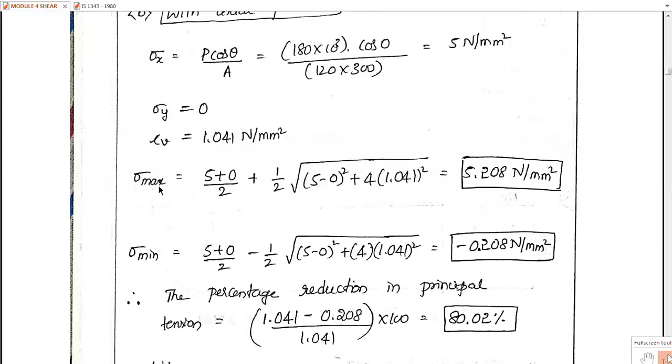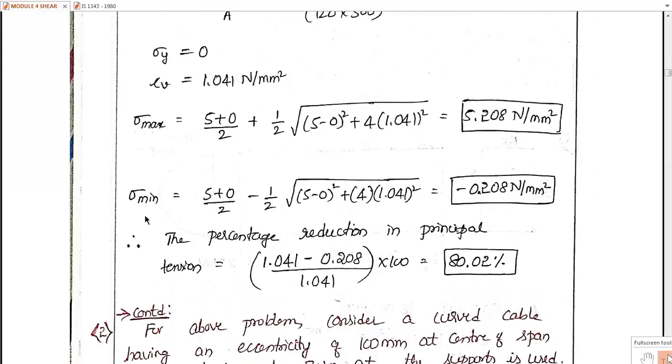Now we need to calculate the sigma max and sigma minimum. Sigma max, we have the same formula, sigma x plus sigma y by 2 plus half into under root sigma x minus sigma y whole square plus 4 into tau v square. On simplification, we get sigma max, that is major principal stress, as 5.208 Newton per mm square. In the same way, sigma minimum as minus 0.208 Newton per mm square.